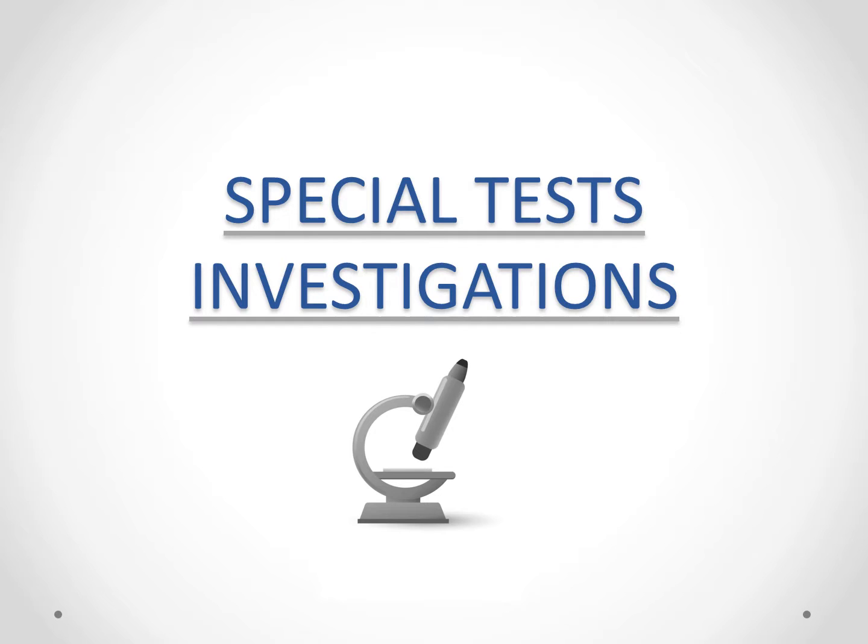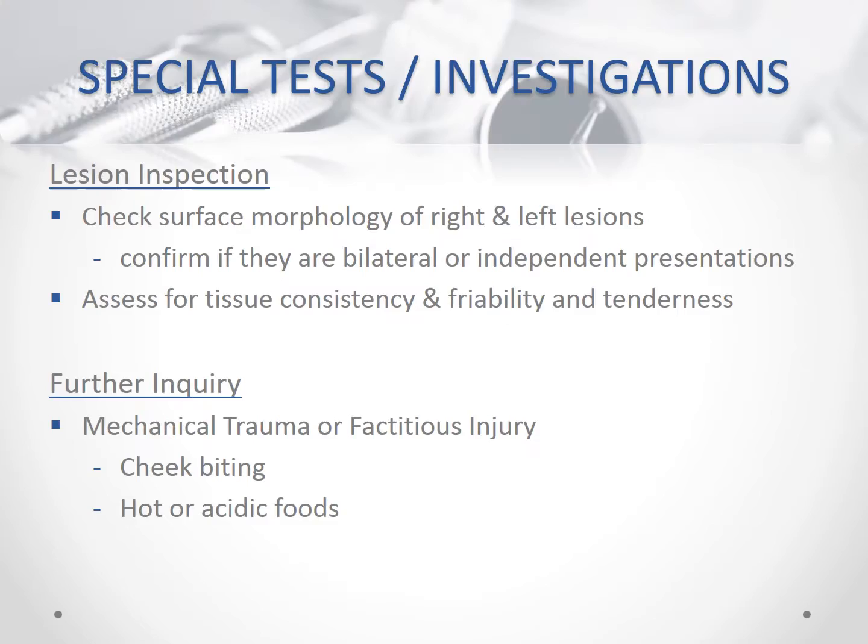Thanks, Ray. Special tests and investigations. To establish a provisional diagnosis, additional diagnostic testing is often required to supplement patient history and clinical observation, and also helps to discern between the various conditions which share common presenting features. Firstly, through careful visual assessment, one needs to establish whether the lower left mucobuccal lesion is presenting unilaterally and is isolated from the right lesion, or if the left lesion is an accompanying bilateral presentation of the right buccal lesion. In any case, both of these need to be palpated and assessed for tissue consistency, friability, and tenderness.